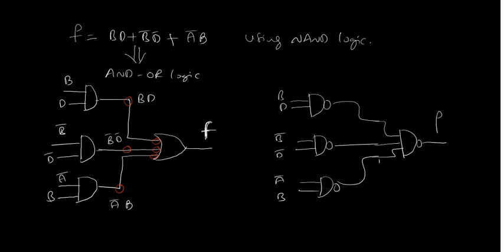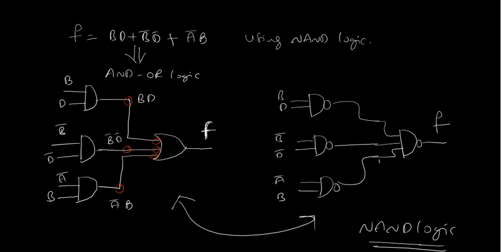Right. So now you look at the circuit. So the same circuit, the two circuits are same, right? But this particular circuit is consisting of only NAND gates, only NAND logic. Of course, you have inverter here, B bar and D bar. This B bar and D bar can also be obtained with the help of NAND gate.